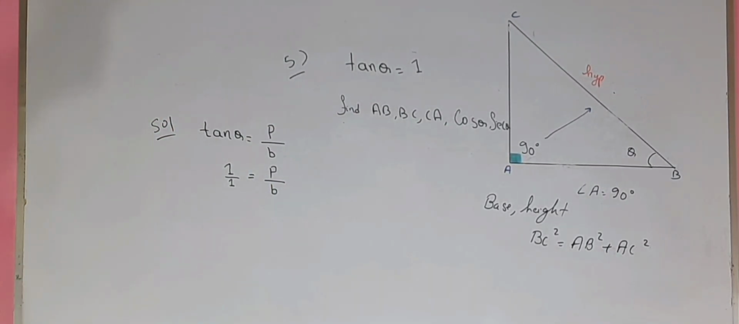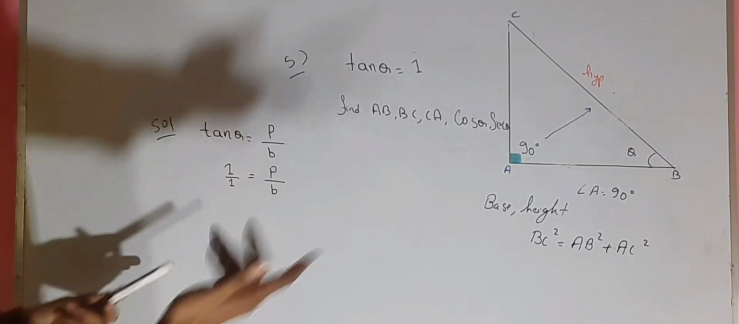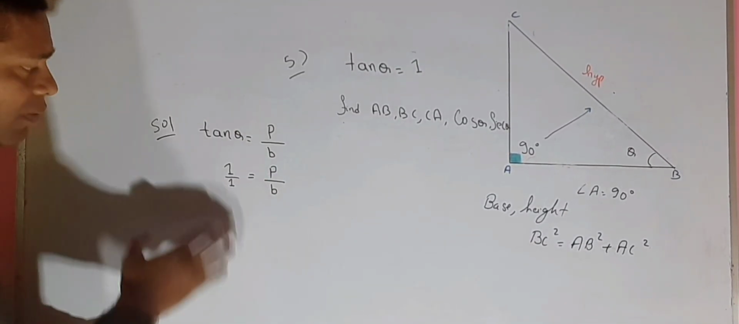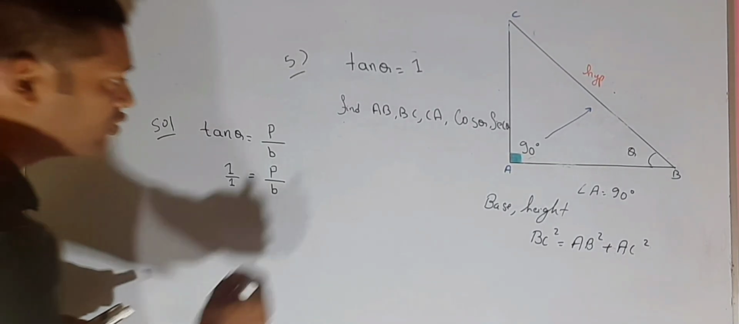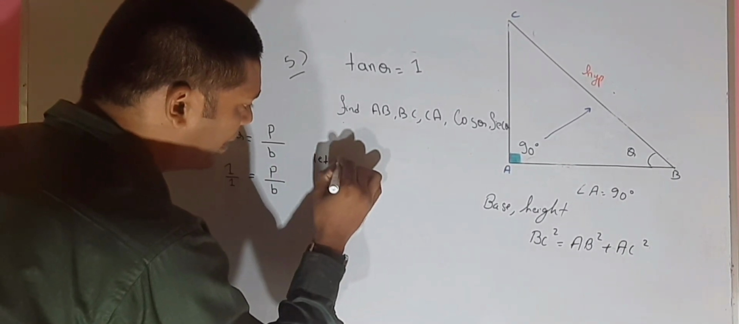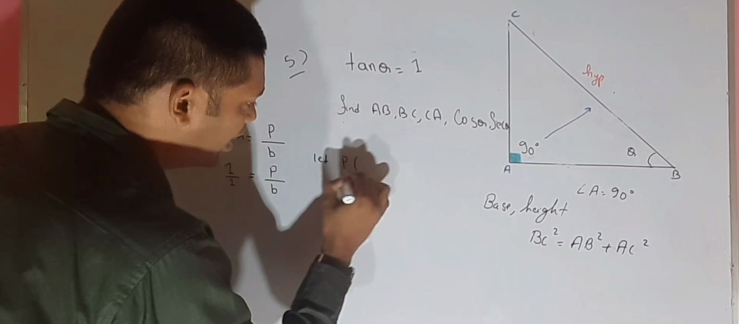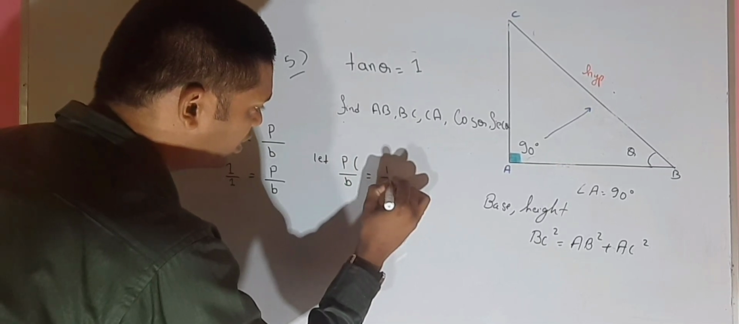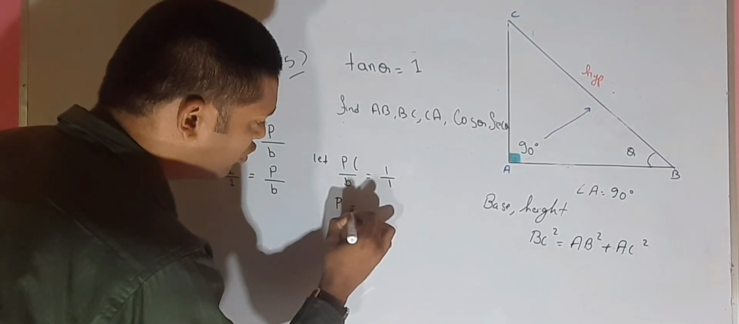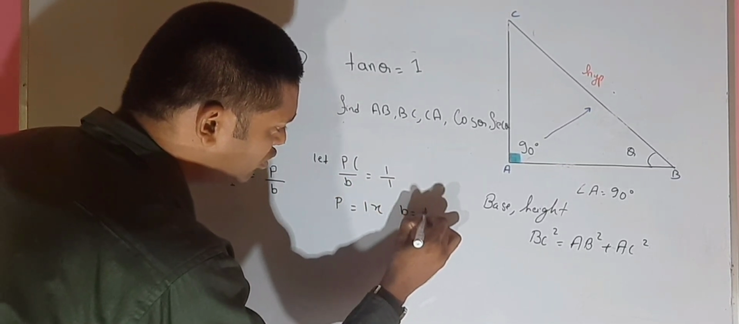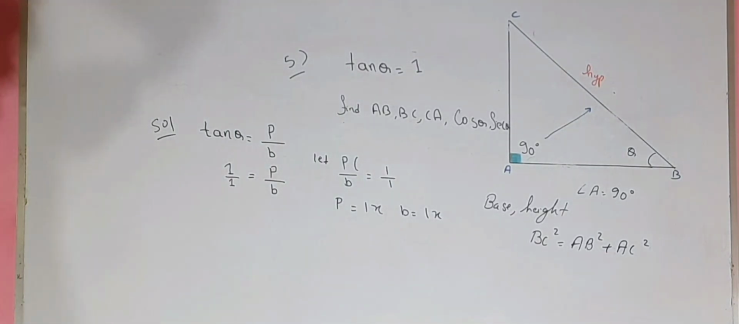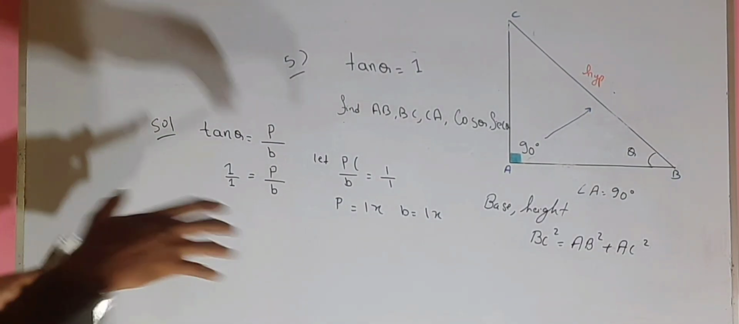If nothing is given, if they gave you 6 by 1, 7 by 1, 8 by 1, and if 1 by 8 is there, it means you have the value. So 1 is there, 8 is there. But here you will take 1 by 1. Let the perpendicular by base be how much? 1 is to 1. So perpendicular equals 1x and base is also 1x. Clear?